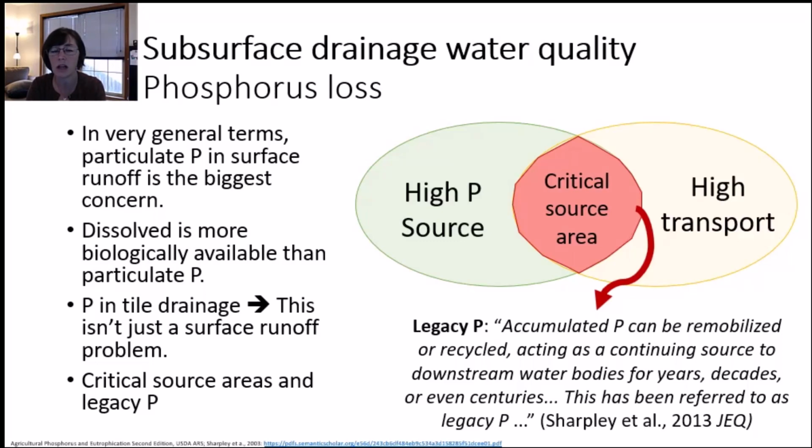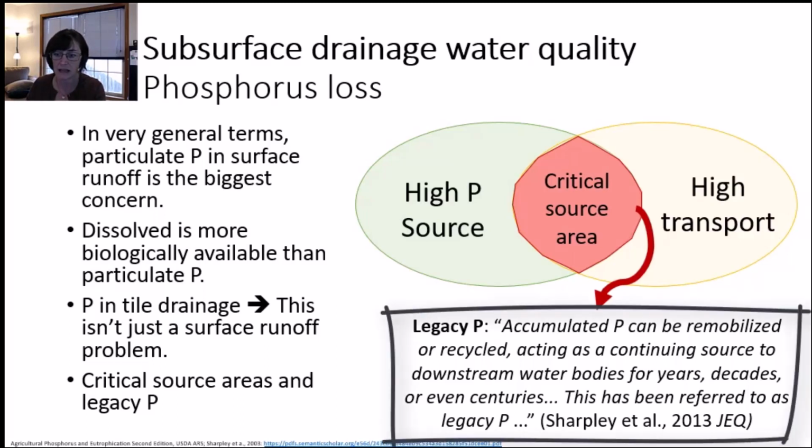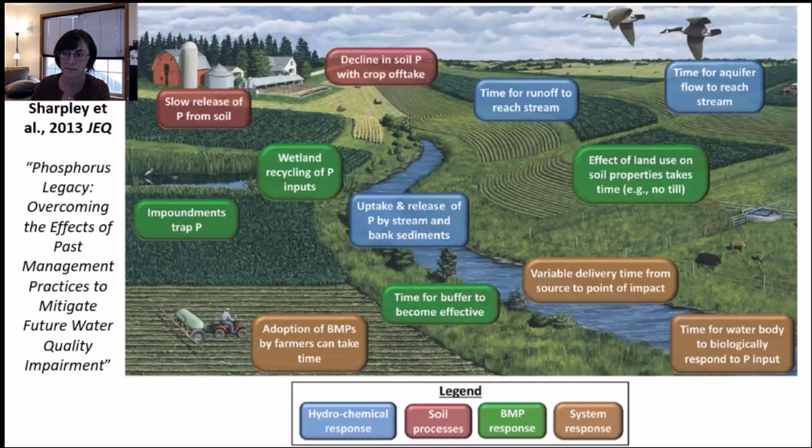And the contribution of legacy sources, for example, in lakes or reservoirs or stream banks, the contribution of that legacy P on a watershed scale is not insignificant. That legacy P that's washing out of stream banks or out of reservoirs can be a very significant part of the phosphorus balance across a watershed, especially if that phosphorus has been accumulating in those natural bodies for many years. This legacy P can be remobilized or recycled, acting as a continuous source of phosphorus to downstream bodies for years, decades, even centuries.